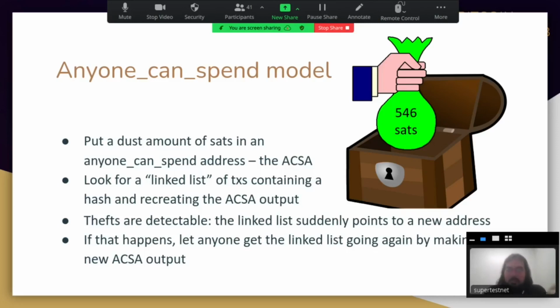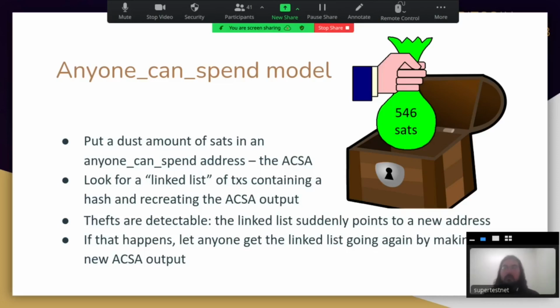If somebody steals the dollar, if somebody steals that little dollar, no big deal. That just means the linked list suddenly doesn't point to the same address that the money came out of. It's going to the thief's address. He wanted that dollar. So if that happens, you just detect that somebody didn't put the money right back into the same address again.